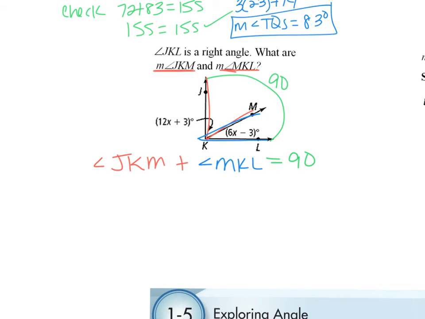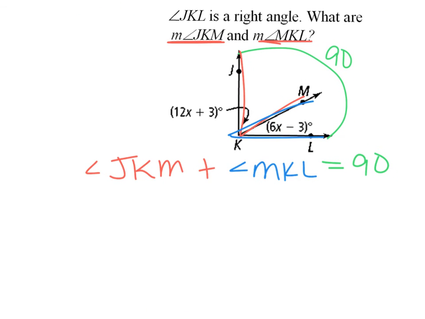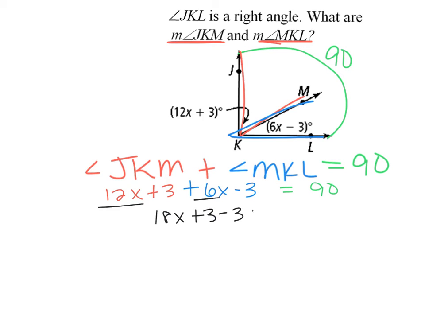So let's plug in our pieces. We have JKM is 12x plus 3, and MKL is 6x minus 3. All of that equals 90 still. Now let's solve it. Combine your like terms. Gives you 18x plus 3 minus 3 equals 90. Well, now we combine plus 3 and minus 3, that's 0. So we have 18x equals 90, divided by 18. So x equals 5.